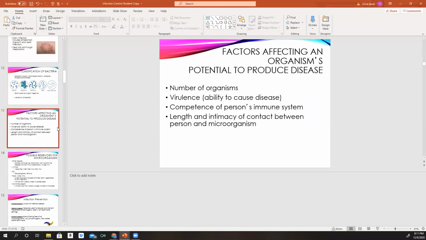All right, so what are the factors affecting an organism's potential to produce disease? Not all organisms to which a person is exposed actually cause disease. An organism's potential to produce disease in people depends on a variety of factors, including the number of the organisms, the virulence of the organism or its ability to cause disease, and the competence of the person's immune system. Are they immunocompromised? Do they have AIDS? Do they have cancer and have been getting chemotherapy, so their immune system is very compromised? And then the length and intimacy, which is another word for extent, of the contact between the person and the microorganism.